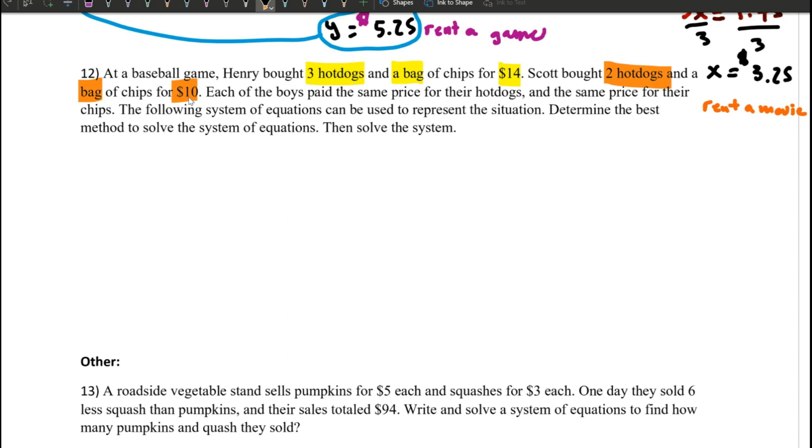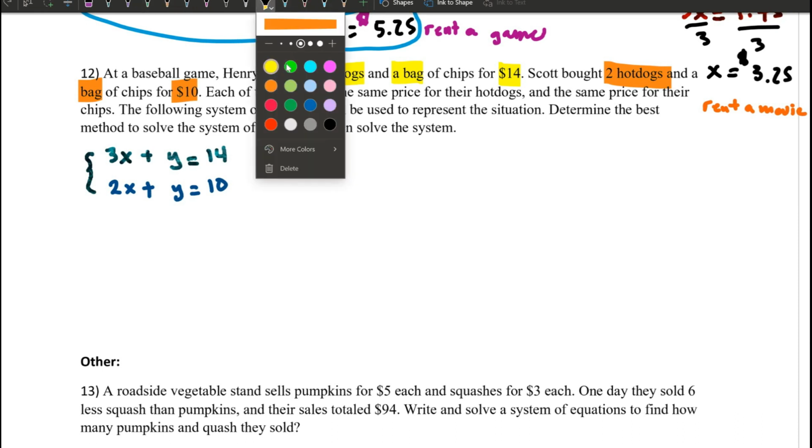We have to write that. Determine the best method to solve the equation and then solve the system. I copied and pasted from the textbook on this word problem, and I changed it a little bit. 3 hot dogs is 3x plus a bag of chips is y, equal to $14. The second one is 2 hot dogs, 2x, plus 1 bag of chips, 1y, equal to $10. Alright, so we can cancel out the y, right?